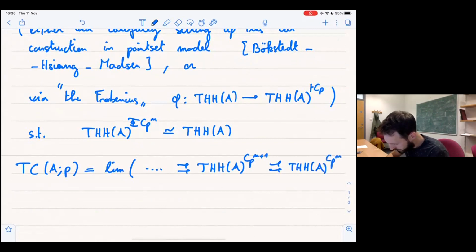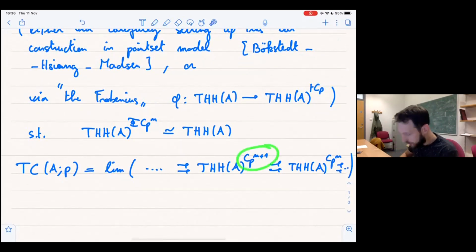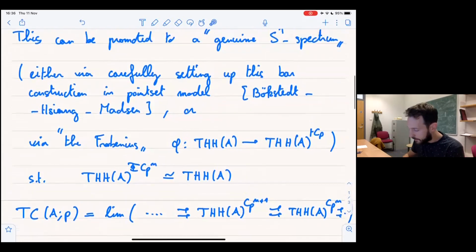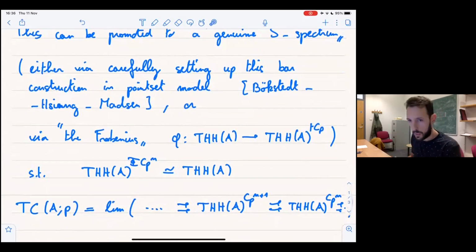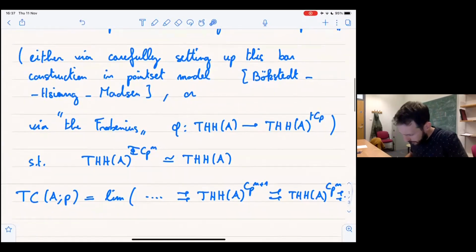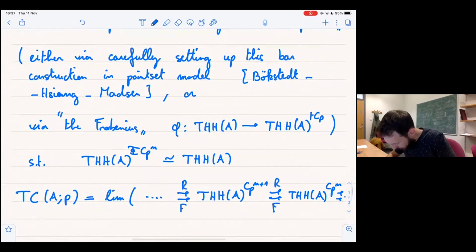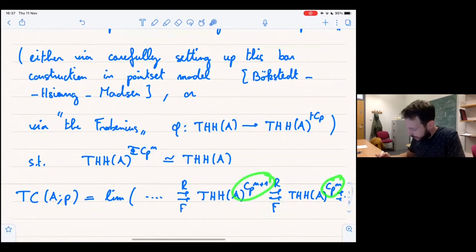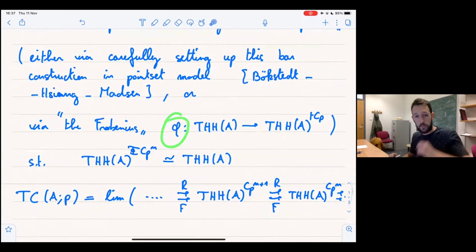So these are another type of fixed points called the genuine fixed points, that are part of the structure of this genuine spectrum. And these maps are called, one is called R, the other is called F. F simply comes from the fact that a small cyclic group sits inside a bigger cyclic group, and this R is a bit more complicated and is defined from this Frobenius.